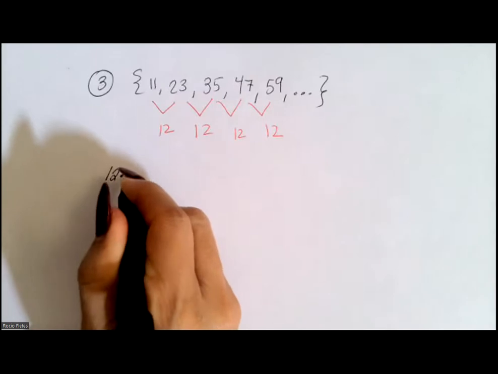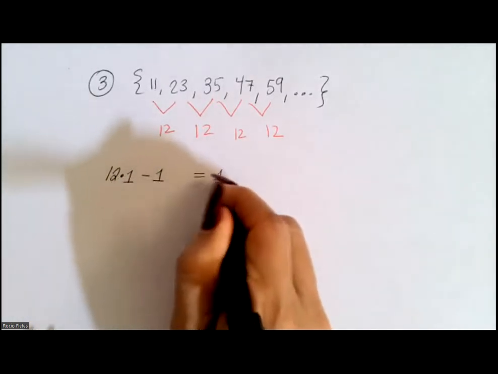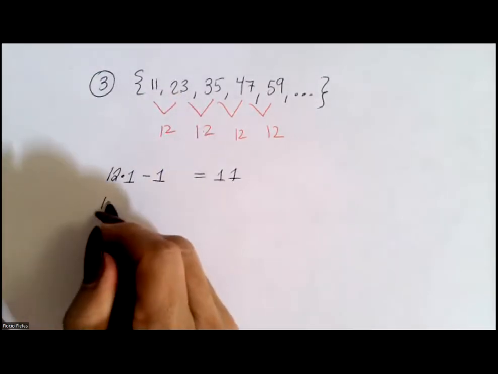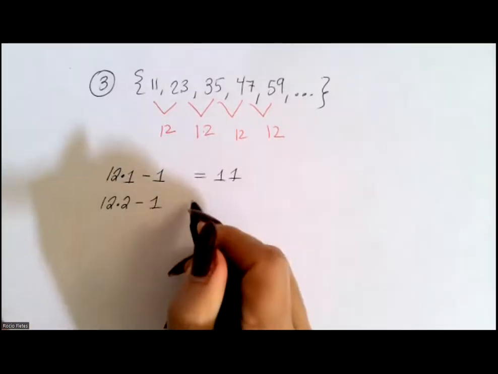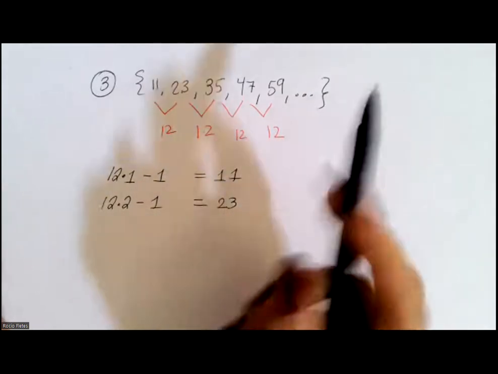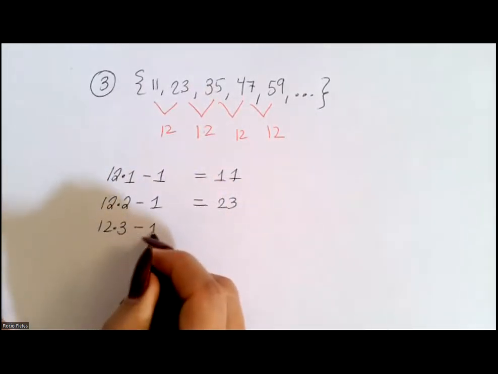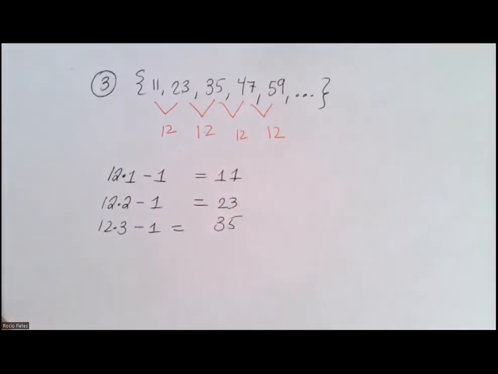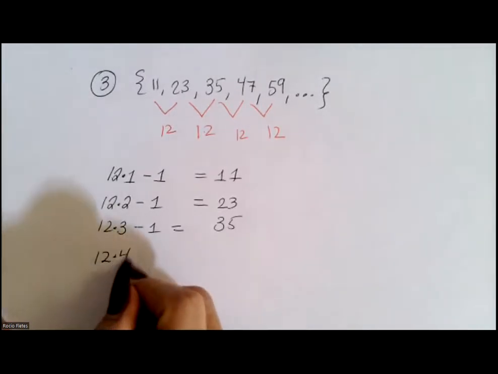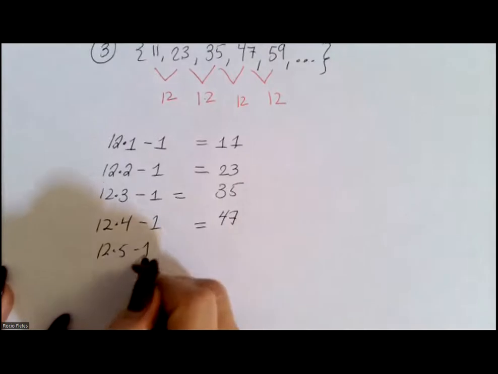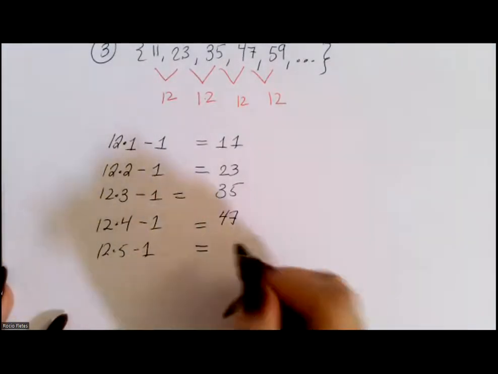So if I multiply 12 times 1 minus 1, that gives me 11, right? Then the next question is, how do I get 23 using 12? Well, what if I do 12 times 2 minus 1? That's 24 minus 1, that's 23. And can I get 35 using 12? Well, how about 12 times 3 minus 1, right? So that's 36 minus 1, that's 35. And can I get 47? Yeah, 12 times 4 minus 1 equals 48 minus 1 is 47. And then 12 times 5 minus 1, that's 60 minus 1 is 59.